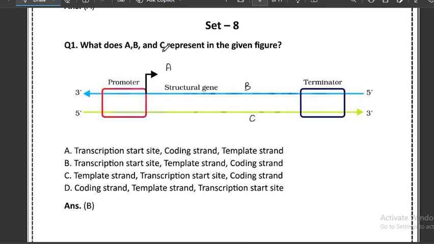Next question, what do A, B, C represent in the given figure? Option A, transcription start site, coding strand, template strand. B, transcription start site, template strand, coding strand. C, template strand, transcription start site, coding strand. D, coding strand, template strand, transcription start site. Option B is correct: transcription start site, template strand, coding strand.